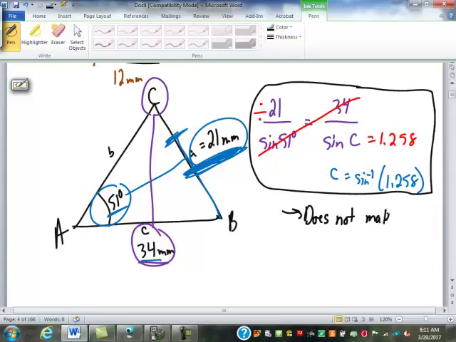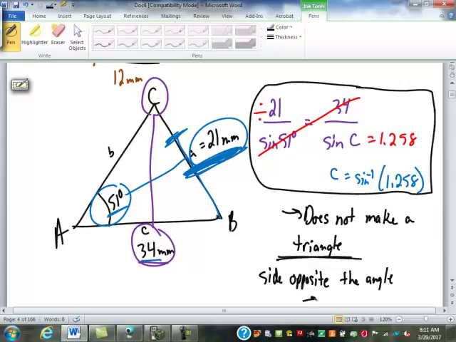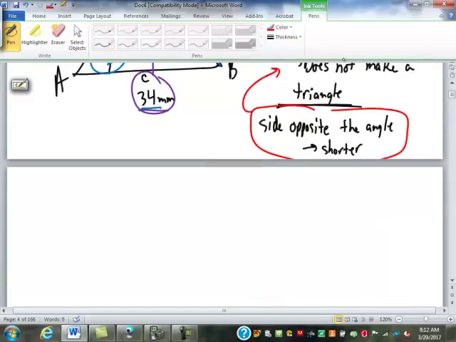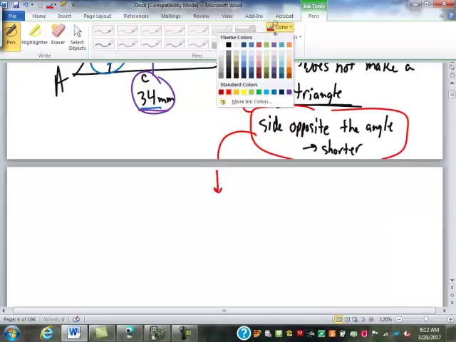It does not make a triangle. The reason this was a problem was because the side opposite the angle was the shorter side. And when the side opposite the angle is the shorter of the two sides, this is one possibility that it does not make a triangle. The other possibility, again, the side opposite the angle is the shorter of the two sides.